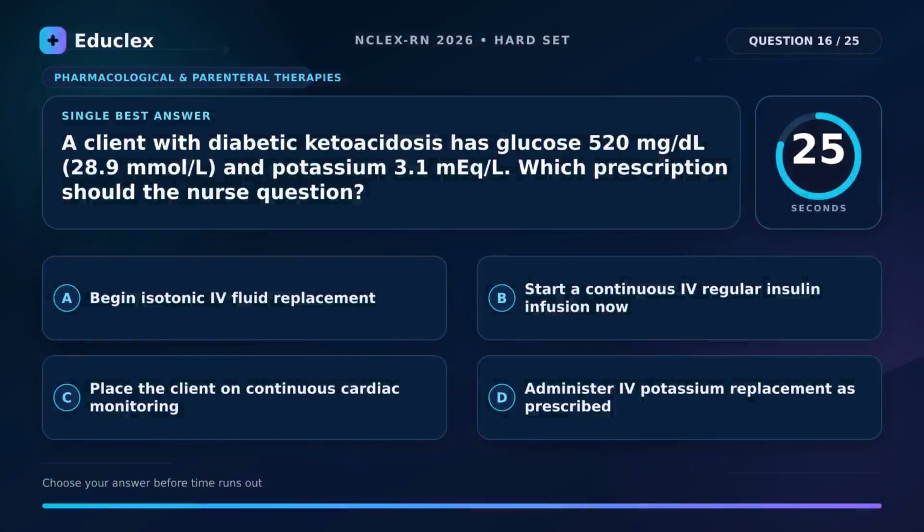Question 16. A client with diabetic ketoacidosis has glucose 520 mg per deciliter, 28.9 millimoles per liter, and potassium 3.1 milliequivalents per liter. Which prescription should the nurse question? Here are the options. Option A, begin isotonic IV fluid replacement. Option B, start a continuous IV regular insulin infusion now. Option C, place the client on continuous cardiac monitoring. Option D, administer IV potassium replacement as prescribed. Your 25-second thinking time starts now.